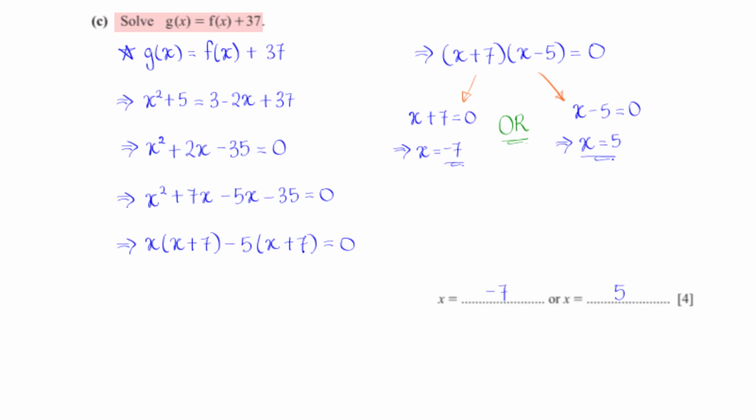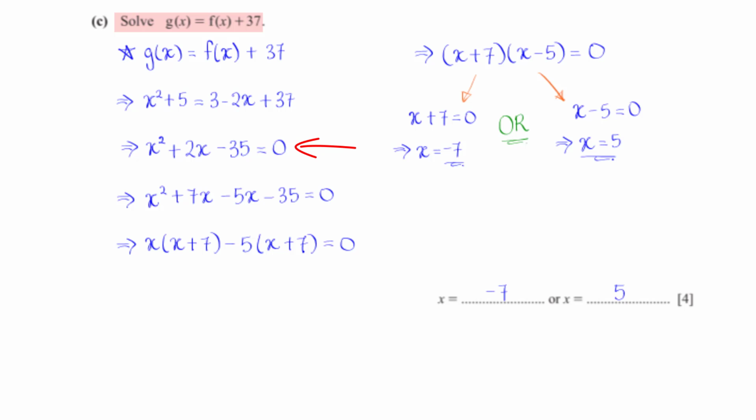Solve g of x equals f of x plus 37. So we've been given g of x as x squared plus 5, and we know f of x as 3 minus 2x. And so we have x squared plus 5 equals 3 minus 2x plus 37. When we simplify this further, we get x squared plus 2x minus 35 equals 0. So this is a quadratic equation, and due to its nature, we can solve it by factorization.